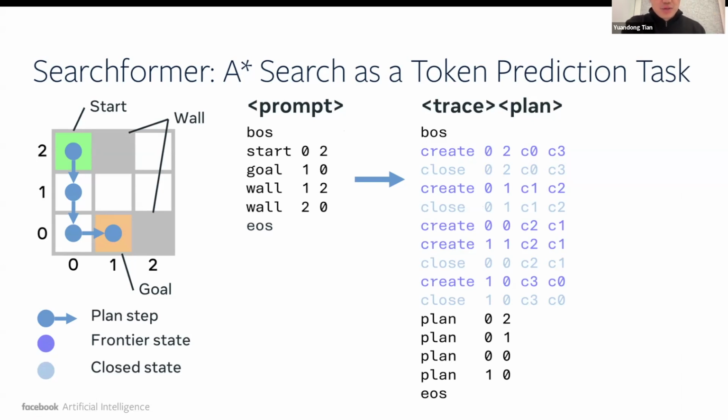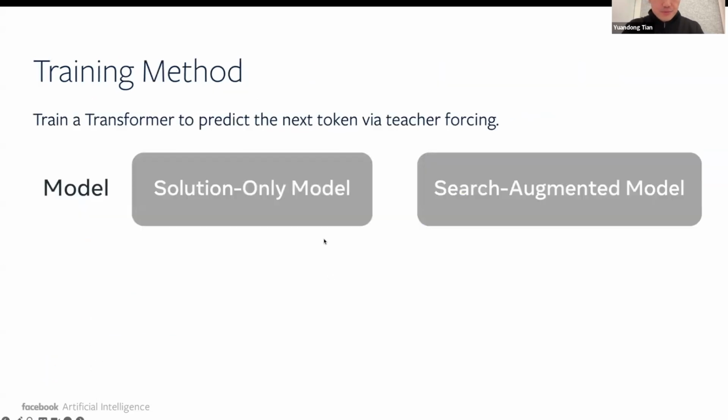So an A star search will also maintain a heuristic function, maintain a table that basically saves all the current frontiers of the search, and then uses a heuristic value to decide where to go, depending on how much progress it has made. So in our Searchformer framework, what we do is we put all these traces together into the decoder sequence before we actually decode the final optimal plan.